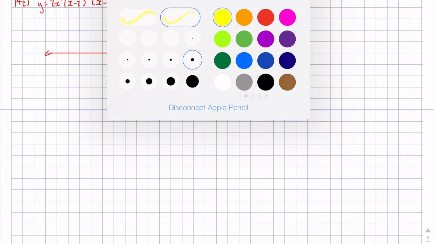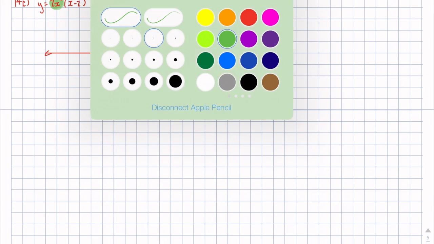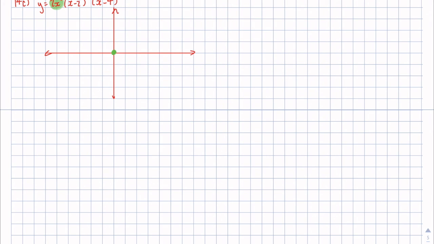Okay, now let's draw our axes. We can see pretty clearly that we're going to have zeros at, well, this one is just a normal 2x squared, so that's going to have a 0, I'll put it in green, at 0. This one is (x − 2) to the 4, so it's going to have 0 at +2. And this one is (x − 4), so it's going to have a 0 at +4.